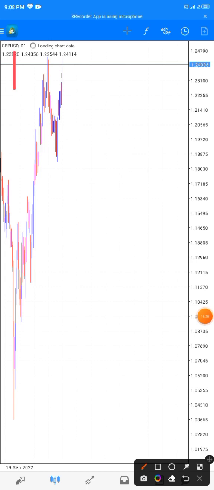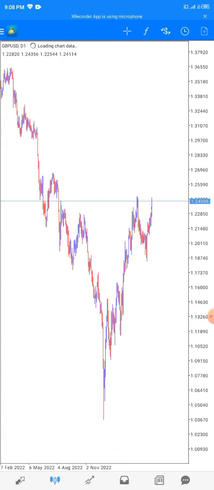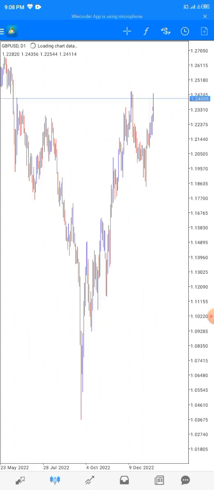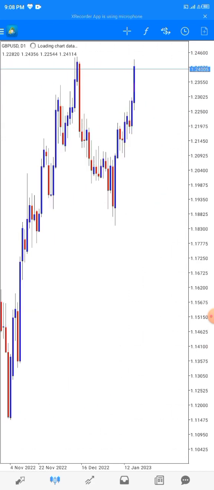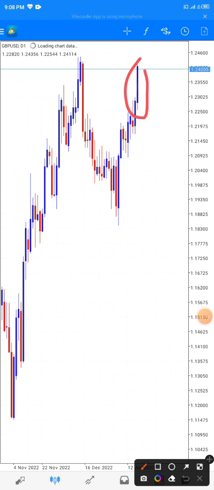As you can see right here, GBP USD, and we are in our daily time frame right now. So what I do is top-down analysis with price action. I move from higher time frames to lower time frames plus my key levels. I actually took that trade with the help of my key levels. I rode this candle right here. See this candle? That was the candle I actually traded.